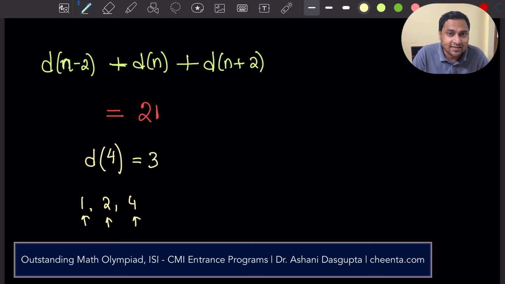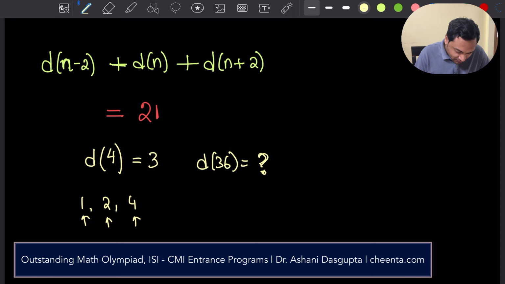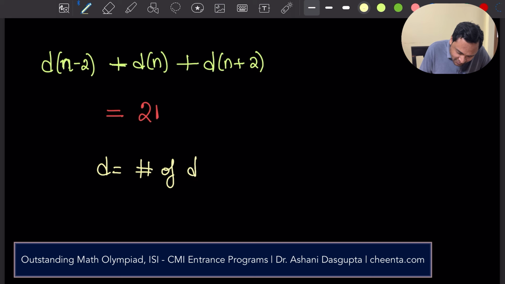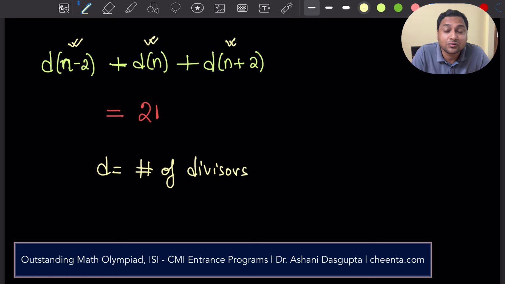Can you tell me what is D of 36 in the chat? What is the value of D of 36? Can you put it in the chat? So this particular problem works with the D function, where D is the number of divisors. And it asks the students to search for the smallest number n, such that D of n minus 2 plus D of n plus D of n plus 2 is equal to 21.